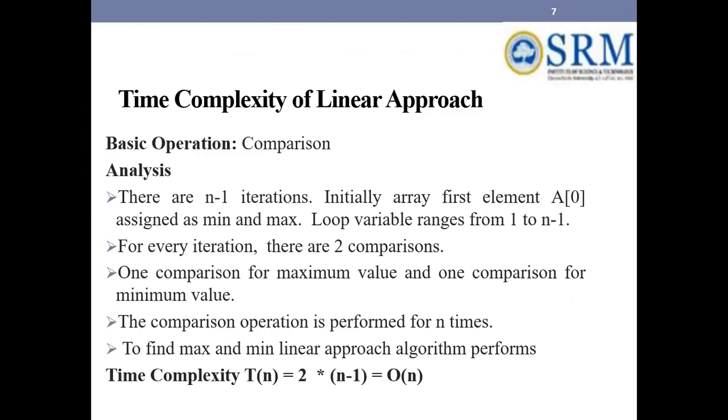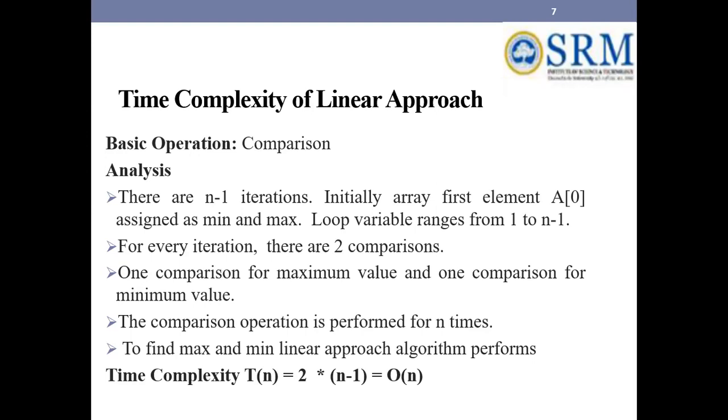And what's the time complexity of linear search? Here the basic operation is comparison. There are n minus 1 iterations. Initially array first element A of 0 is assigned as min and max. So loop variable ranges from 1 to n minus 1. So for every iteration there are two comparisons. One comparison for finding maximum and one comparison for finding minimum. So this comparison operation is performed n times. Each time two comparisons.